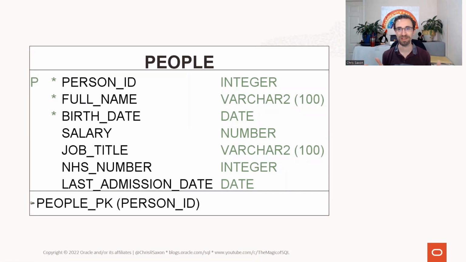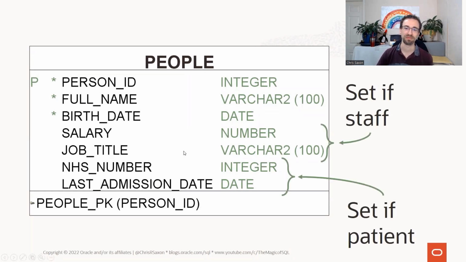Most people we record in the system will probably be patients, some will be staff, and even a small number could be patients and staff, all right? And the thing here is we've got two sets of columns.